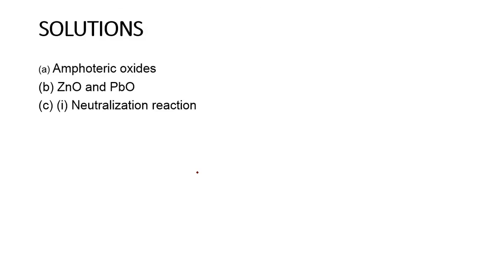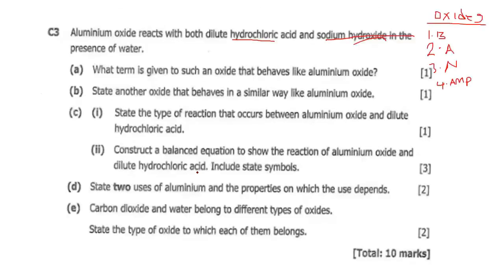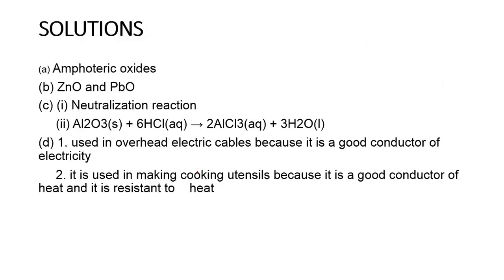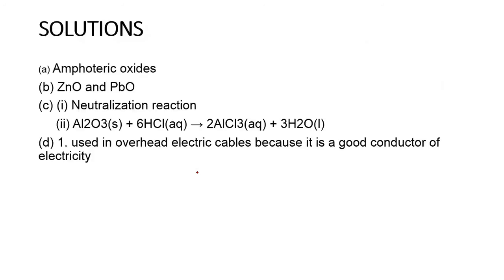All right. Now let's look at this question. It's a very interesting question. They are saying state two uses of aluminium and the properties on which the use depends. So we are saying aluminium is used in overhead electric cables because it is a good conductor of electricity. So you are not just writing the use, but you are also telling us why it is used that way.